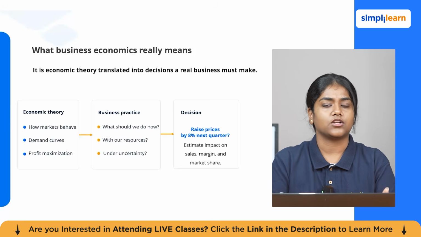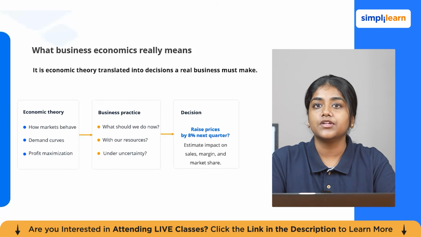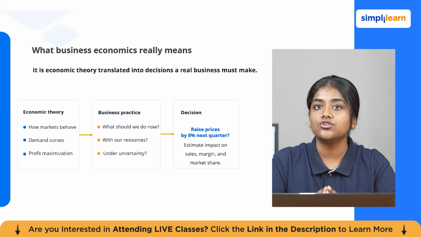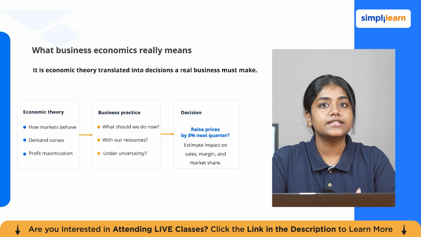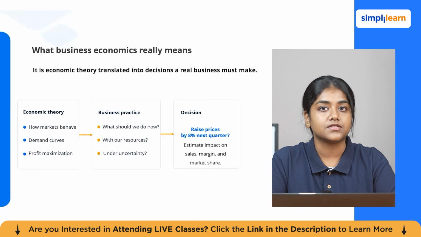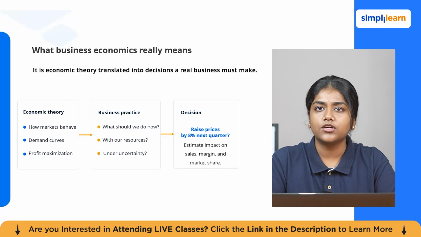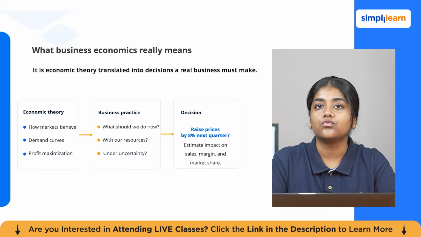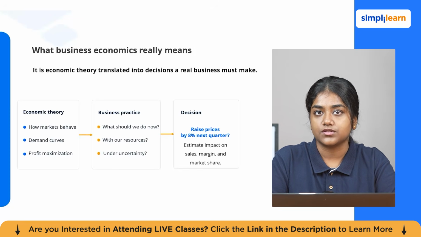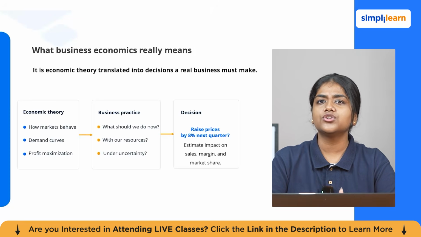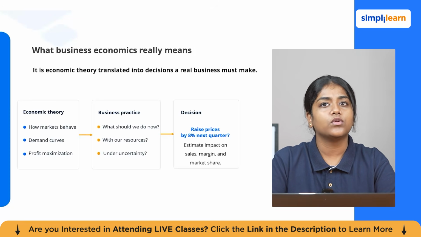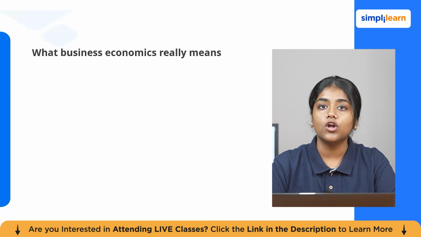So what is business economics exactly? Business economics is also called managerial economics. It's the application of economic theory and quantitative methods to real business decisions. It sits at the intersection of economic theory and business practice. Think of it this way. Pure economic theory tells you how markets behave in general, how demand curves slope, how firms maximize profit under different conditions. Business economics takes that theory and asks, given everything we know about how markets and firms behave, what should this specific business do right now with the resources that it has? So it's applied, not purely academic.